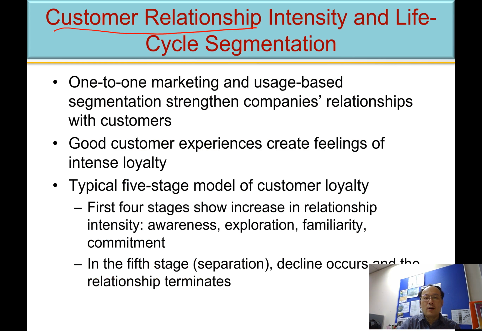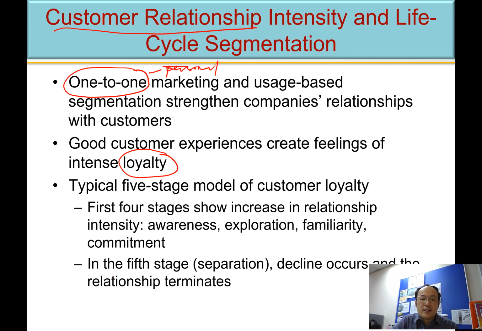Okay, so one-to-one marketing and usage-based segmentation strengthen the company's relationship, right? This is more personal contact. A good customer experience creates a feeling of intense loyalty. At the same time, it creates loyalty, so give them something different and make them actually belong to the company as well. That is what we call loyalty.